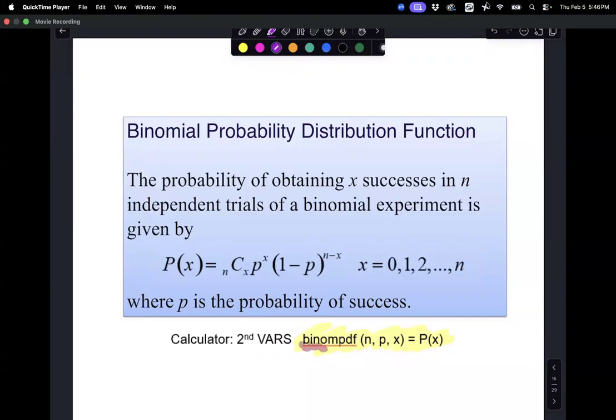Binomial PDF, well, we use this when we're looking for an exact number of successes. So if I was looking for the probability of getting exactly 2 people out of 4 with blood type O negative, I would use binomial PDF. This right here, N, is number of trials. This is probability of success. And this is number of successes you're looking for. I'll give you a second to mark yours down.